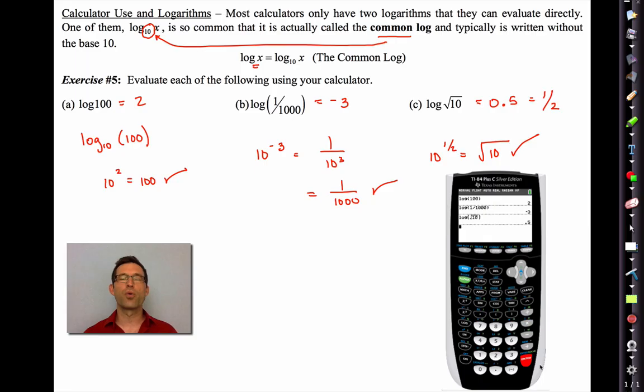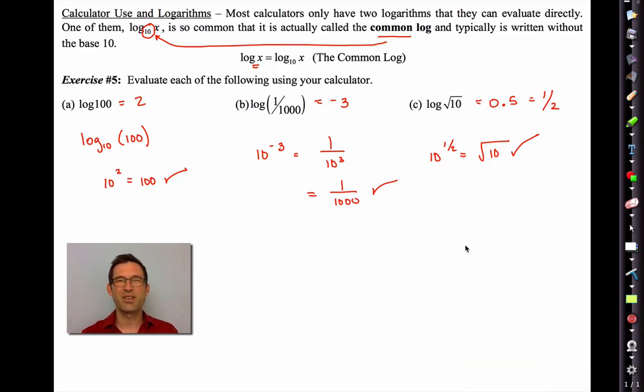Now again, we're going to explore the use of our calculators with logarithms quite a bit more in the future. But for right now, I'm going to put away the TI-84 Plus. Bye-bye, calculator. Pause the video now if you need to take a look at anything on this page. All right, let's clear it out and finish it up.